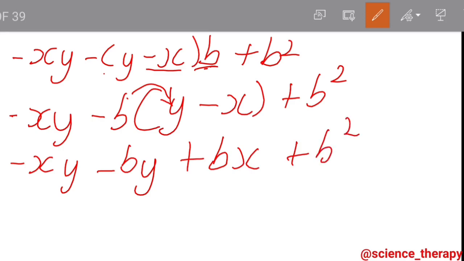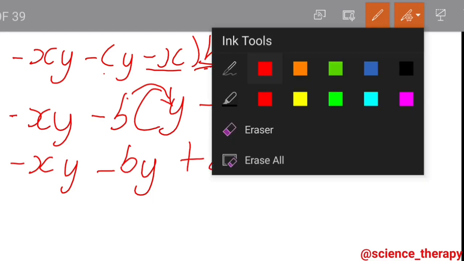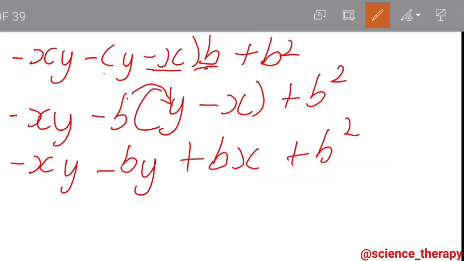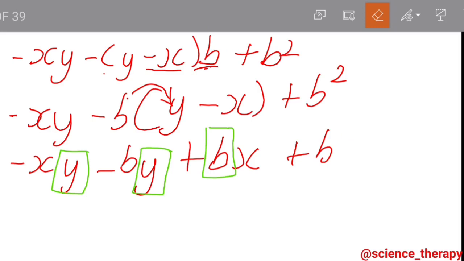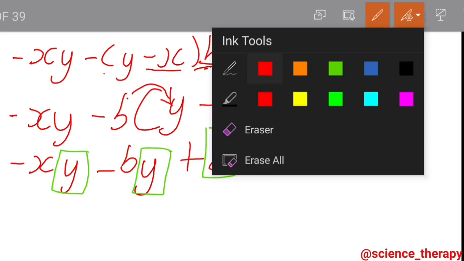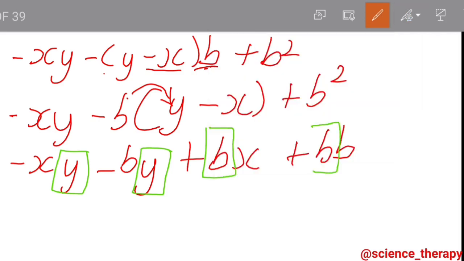Right. Now at this point, you now want to check your common factors. Now we have the first term and the second term. What is common in the first and the second term? It's y. And what is common in the third and the fourth term? It's b. So remember, b squared can also be written as bb, right? So the common factor is b.